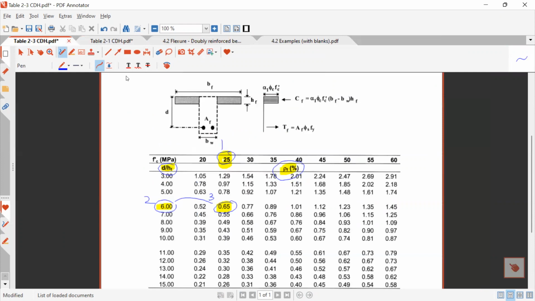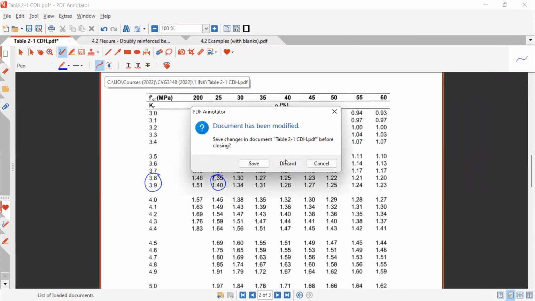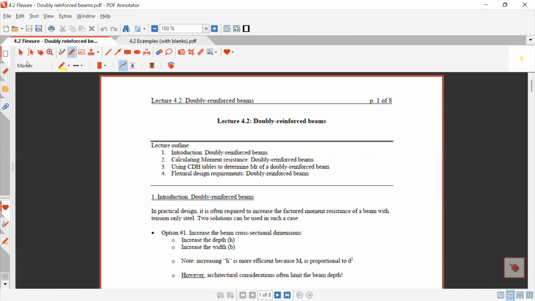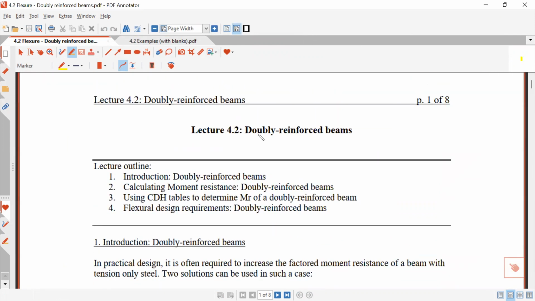Okay. Next, I want to go to double reinforced beams. Are there any questions on what we covered? All right, so let's go to double reinforced beams. This topic is not going to be on the midterm, but we need to keep going with the course. So this is lecture 4.2, double reinforced beams.